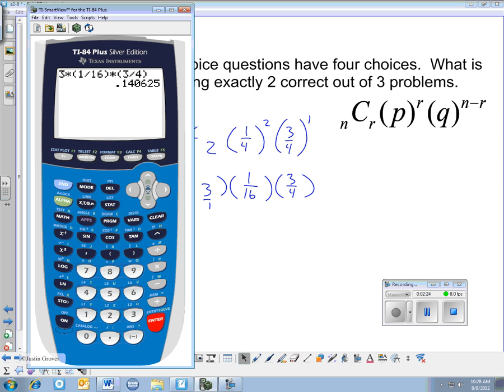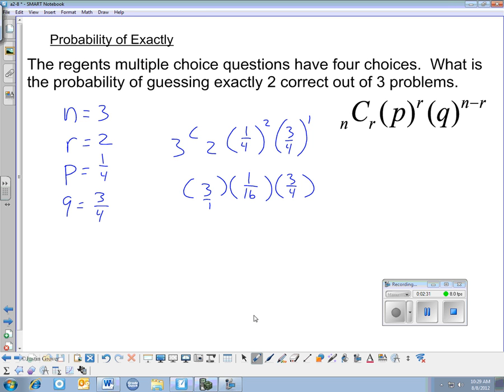0.140625, and I'm going to make that a fraction, so I'm going to do math, enter, enter, and then I'll convert it to 9/64. So the probability of guessing correctly 2 out of 3 multiple choice questions is 9/64.